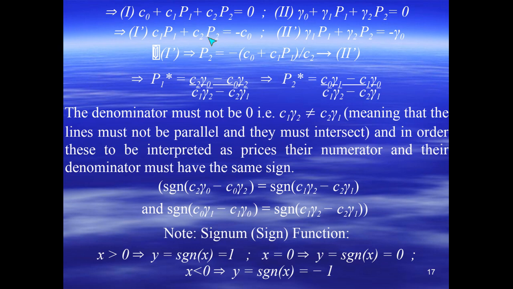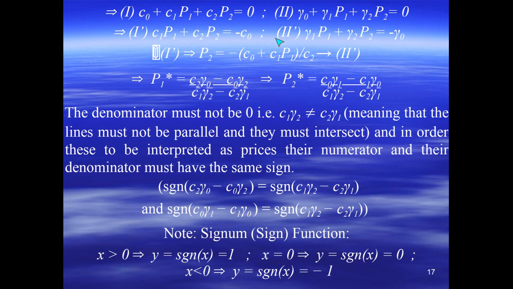We can let P2 alone: minus C1, C0. When we put this C1 P1 to the other side, we obtain minus C0 minus C1 P1, and taking the minus in parentheses by factorizing, we have minus times C1 C0 plus C1 P1, the whole divided by C2. So P2 can be drawn like this from the first equation, and then replacing this in the second equation.